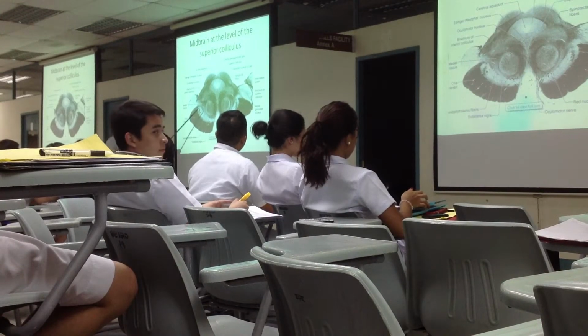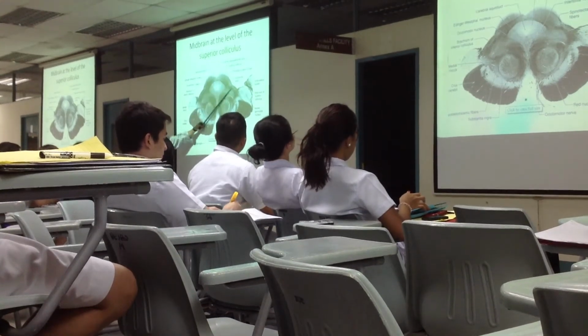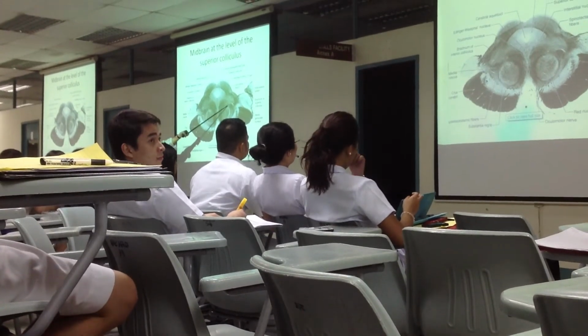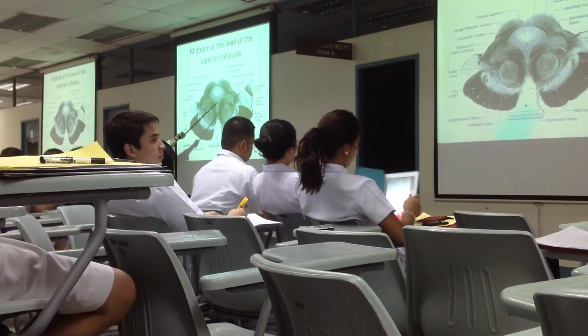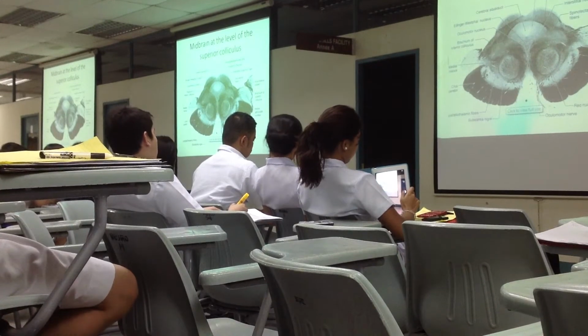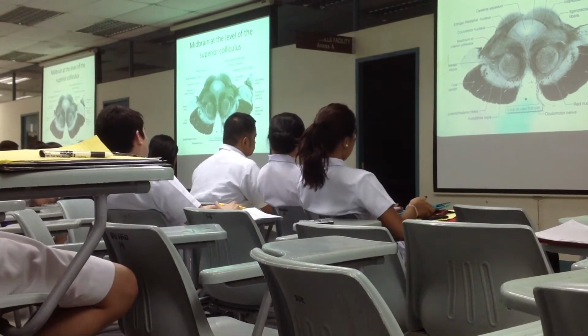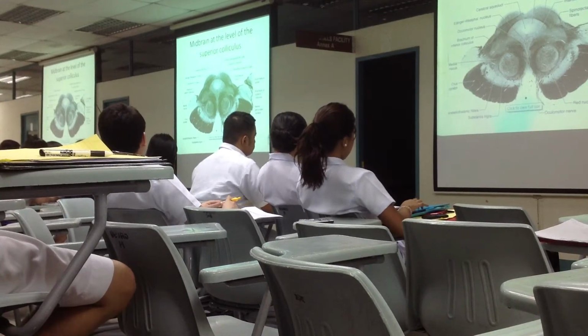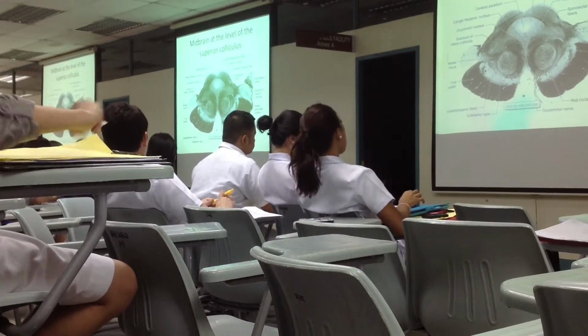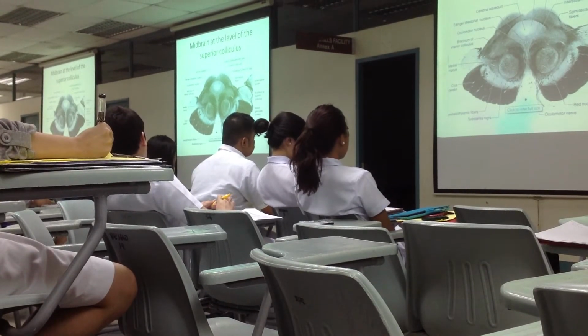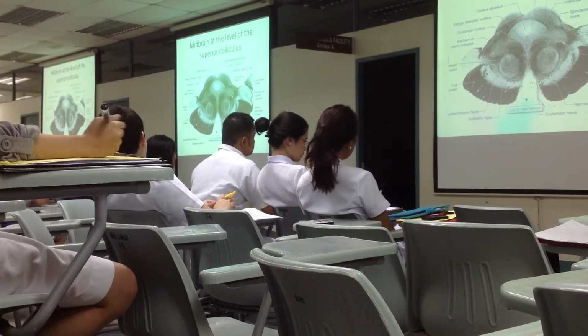Now, when you take a cross-section of the midbrain and you see the circular area known as the red nucleus, if you look at the slides, once you see this red nucleus, you're sure that you're at the level of the superior colliculus. Okay?